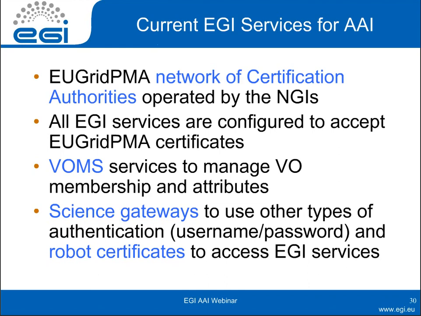We provide VO management services to manage the membership of the users in the VO, their roles, attributes, and groups. And we also provide, or NGIs or virtual organizations do by themselves, science gateways to use other types of authentication: username and password, for example, eduGAIN, some others still username and password, and robot certificates to access EGI services as well. There is no need for the users to have a certificate. There are some limitations, but it is still a really good solution for the users. This is what we have now, so users can already use their username and password, eduGAIN, etc. to access EGI through the Science Gateway.